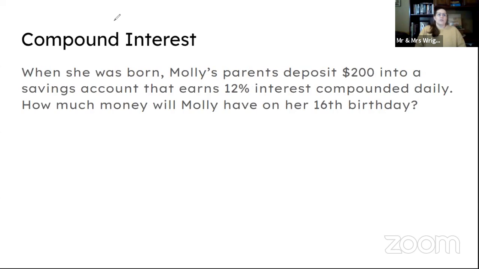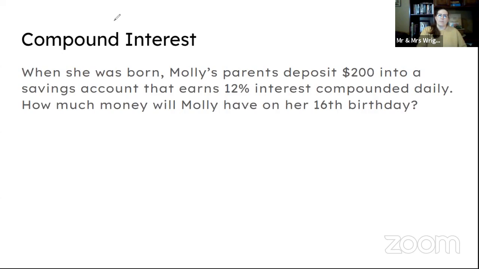All right. When she was born, Molly's parents deposited $200 into a savings account that earns 12% interest, compounded daily. How much money will Molly have on her 16th birthday? I bet you can figure this out. Pause the video and go ahead and give it a shot.